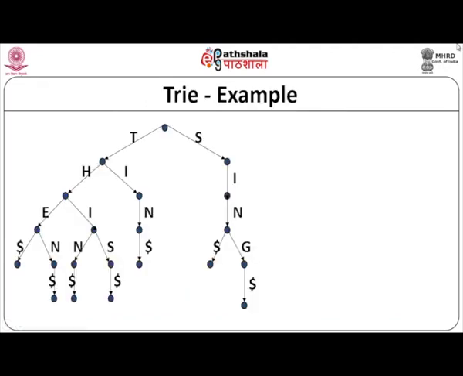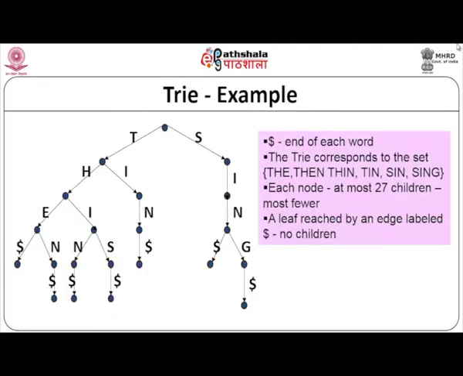Another example of a trie. Again, we are putting dollar at the end of each word. Please note, every trie corresponds to a set of words. Here you can have the, then, thin, tin, sin, sing, and each node can have at most 27 children. Why 27? Because you have 26 alphabets as well as dollar.